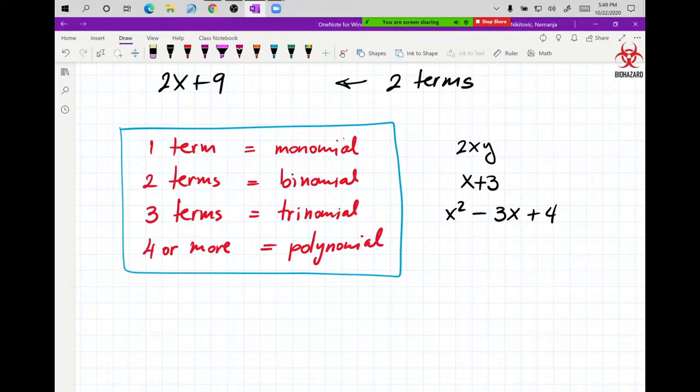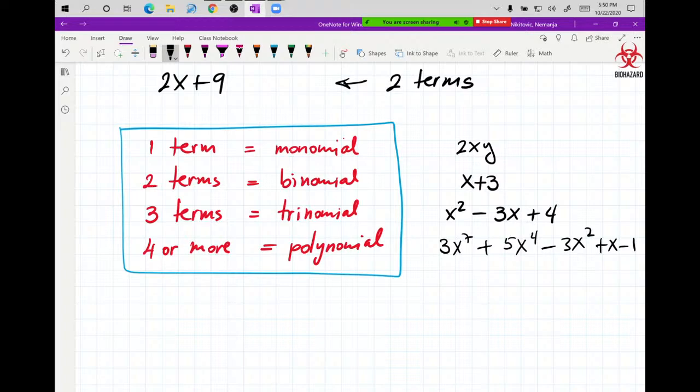And then polynomial is for more than 4, so 3x to the 7 plus 5x to the 4 minus 3x squared plus x minus 1, let's say, right? That's many terms. So any number of terms, 4 or more, will immediately be called polynomial, the word for many. So poly means many. And these are the words that we need to know.